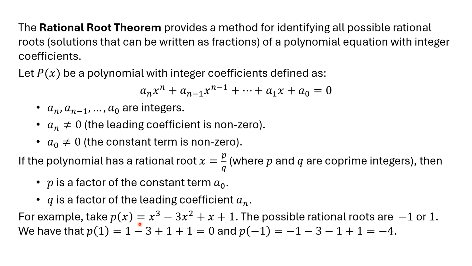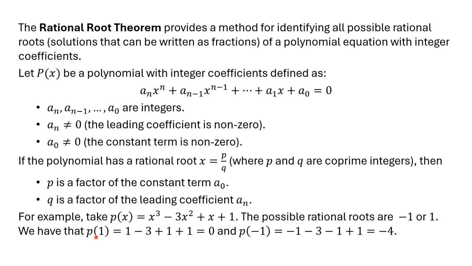I have an example here. This is a simple example. If we have a rational root p over q, the numerator p needs to divide 1, so it has to be plus or minus 1. And the denominator, q, has to divide 1, the leading coefficient, so that has to be plus or minus 1. So there's only two possibilities, minus 1 or plus 1.